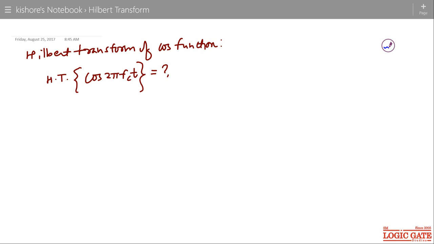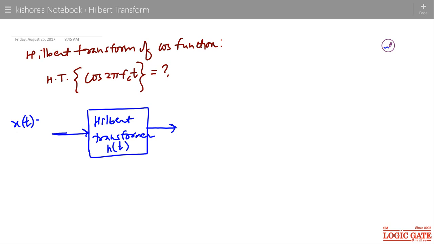If we have a Hilbert transformer with impulse response HT, then the input XT is cos 2 pi FCT, and we have to find out the output of this Hilbert transformer, which is nothing but the Hilbert transform of cos 2 pi FCT.